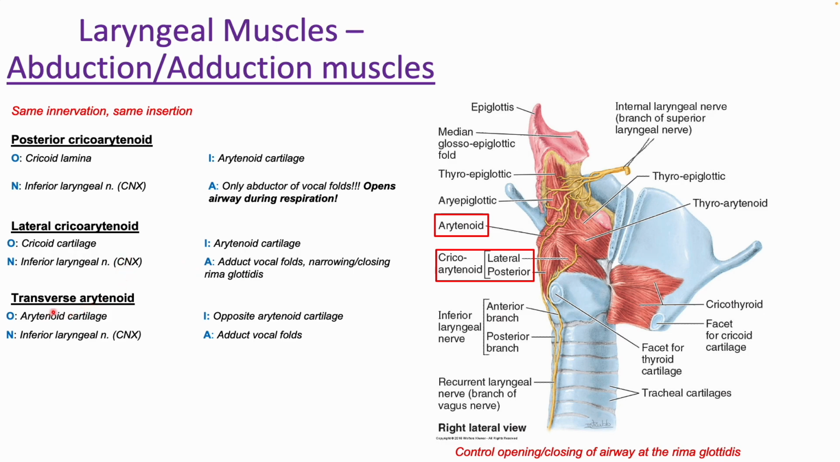And then we have our transverse arytenoid. That's going to originate at arytenoid cartilage and insert on the arytenoid cartilage of the other side. And this is also going to adduct the vocal folds. So we have a couple adductors, but there's only one single muscle that abducts the vocal folds. So this is a really important one. Those are highlighted here. We have our transverse arytenoid, which is up here, and then the cricoarytenoids, we have our lateral and posterior.